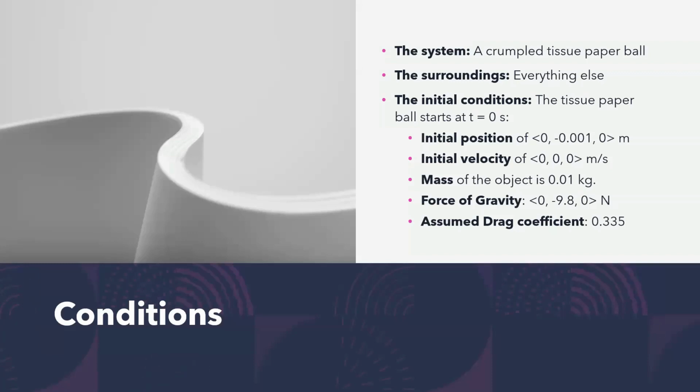To start with, the system is a crumpled tissue paper ball and the surroundings are everything else. The initial conditions: the tissue paper ball starts at t equals 0 seconds, with an initial position of negative 0.001 meters and initial velocity of 0.000 meters per second. The mass of the object is approximately 0.01 kilograms. The force of gravity is negative 9.80 newtons. The assumed drag coefficient for the coding part of this lab is 0.335.